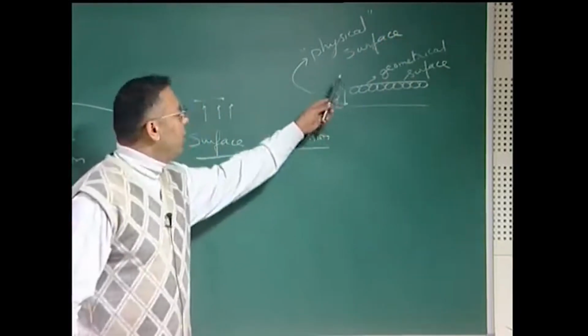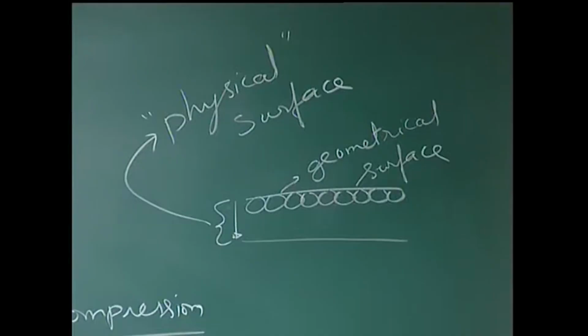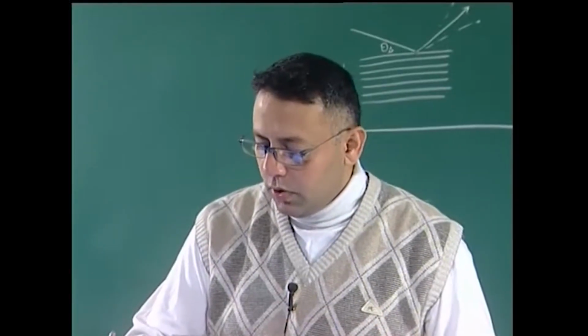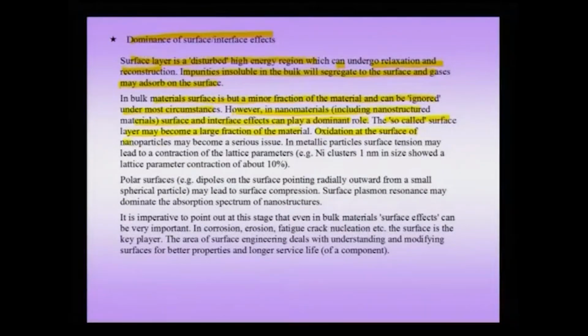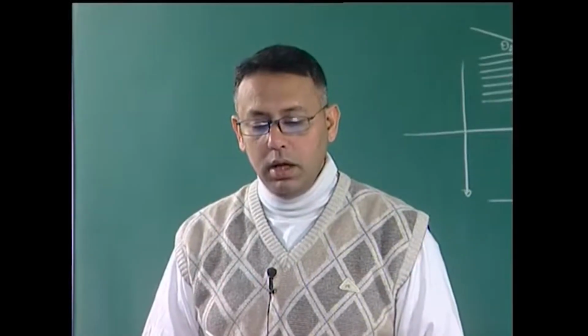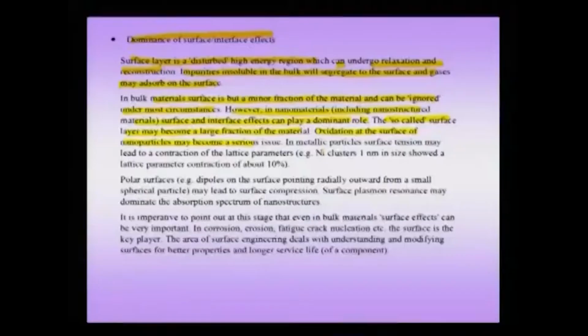And this physical surface, as we have pointed out, can undergo effects like reconstruction and relaxation. The surface, because of its high energy, is prone to oxidation, and in nanoparticles this may become a very serious issue. So, the surface can be a region of segregation, a region of adsorption of gases, and further it may also oxidize. Therefore, there is more than one reason why the surface can change its composition, and therefore it cannot be treated like the bulk in terms of its various chemical effects.